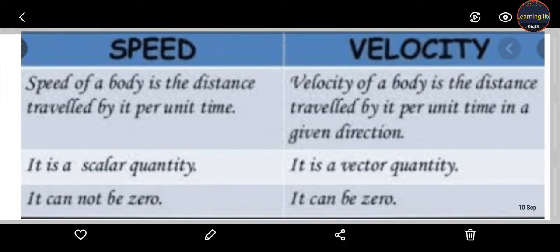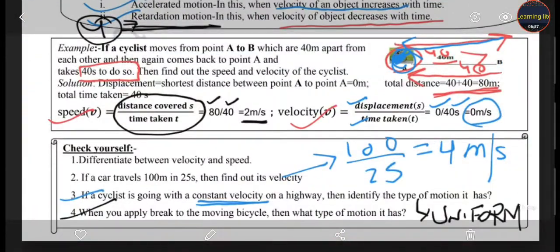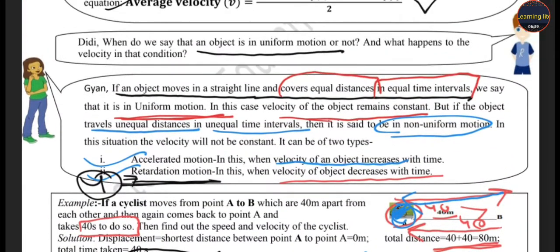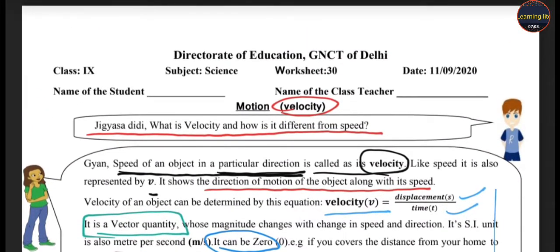Okay, now let's go back to our worksheet. I think you can understand that worksheet very easily. The concept of velocity is now clear to you, and what is accelerated and what is retarded motion.